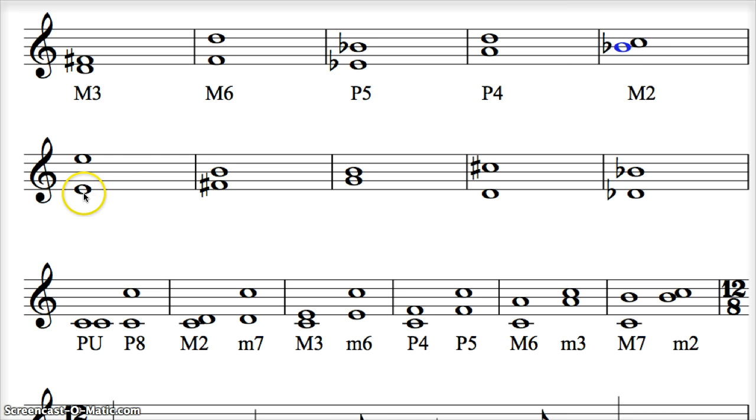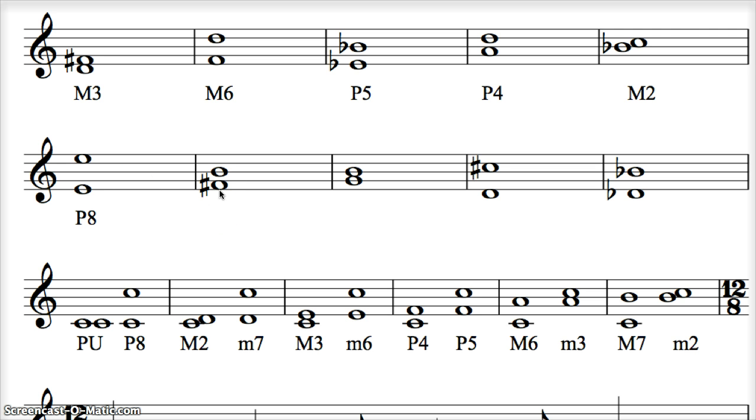Now let's go the other way and look at an interval and try to say what it is. Here we have an E up to another E. That's 8 steps away, or an octave, and octaves are always perfect. So we call that for short a P8.